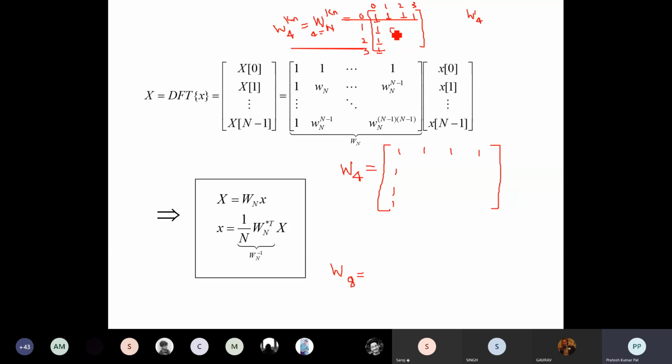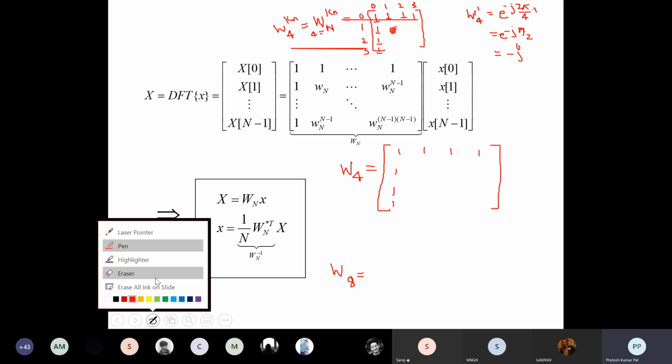For calculation of this value, whatever value it will be, it is W of 4 to the power k and n. K and n are also 1, so it will be W 4 to the power 1. So W 4 to the power 1 will be equal to e to the power minus j 2 pi by 4, and the k n value is 1 1, so it will be multiplied by 1, so it will be e to the power minus j pi by 2. So e to the power minus j pi by 2 will be equal to minus j.